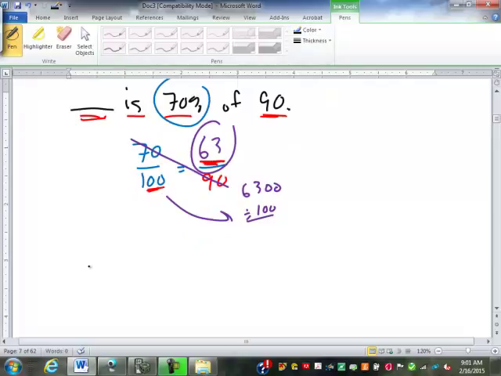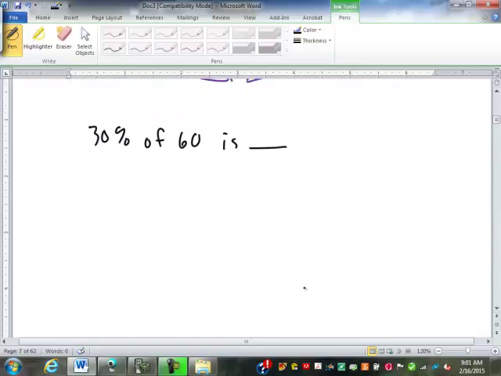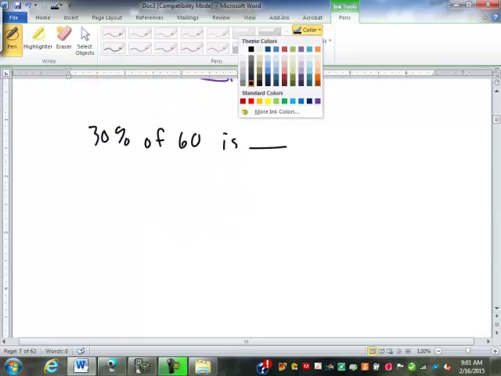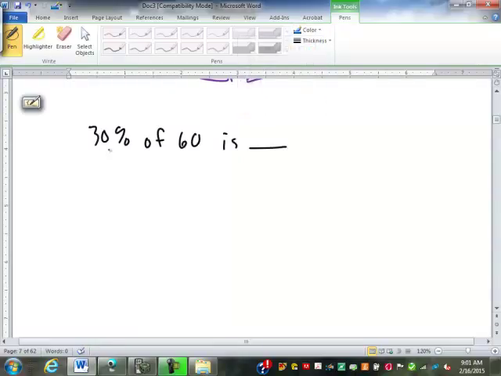Or we might have 30% of 60 is blank. This one looks quite a bit different, but it's really an identical type problem. We'll start with the percent. 30% is 30 out of 100.